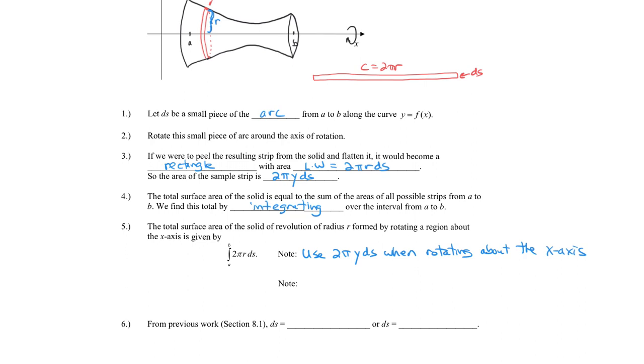Okay, now you can imagine, just look at the picture and imagine if you spun it around the y-axis, well then the radius is going to end up being x, right? So the other note is going to say use 2 pi x ds when rotating about the y-axis.